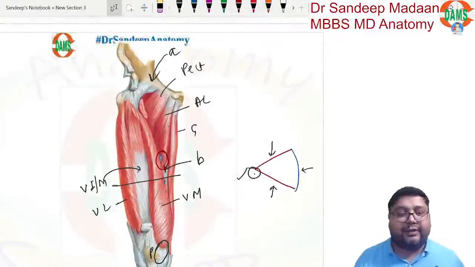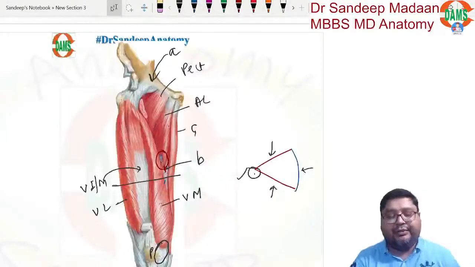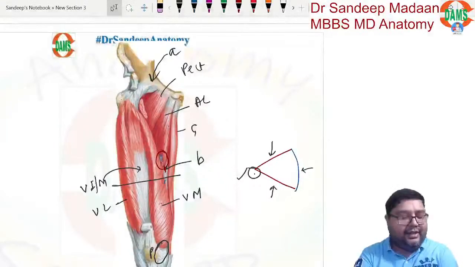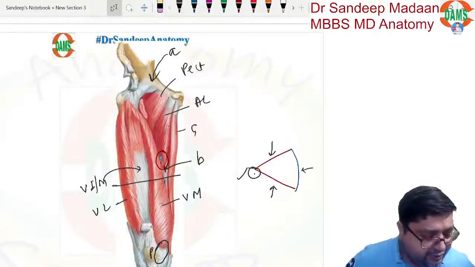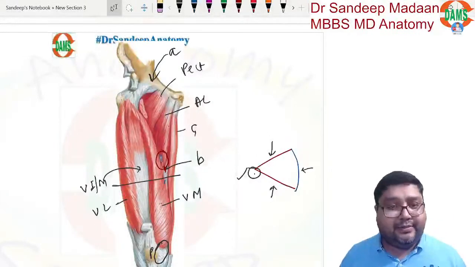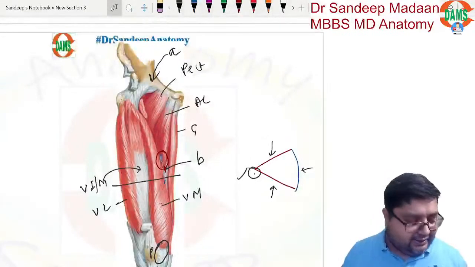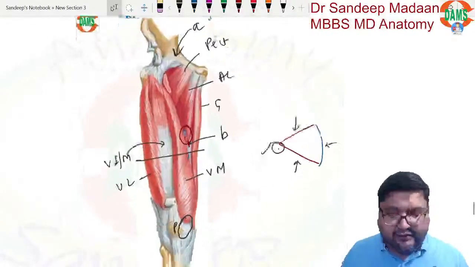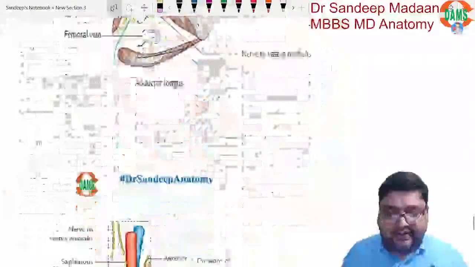This was described by a vascular surgeon named Hunter. That's why it is also called Hunter canal. So far so good. Adductor canal, Hunter canal, or because it is below the sartorius, the third name is subsartorial canal. Yes, dear friends, everything fine?